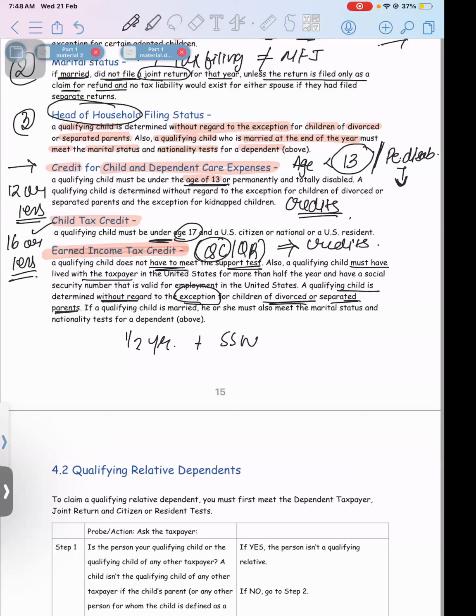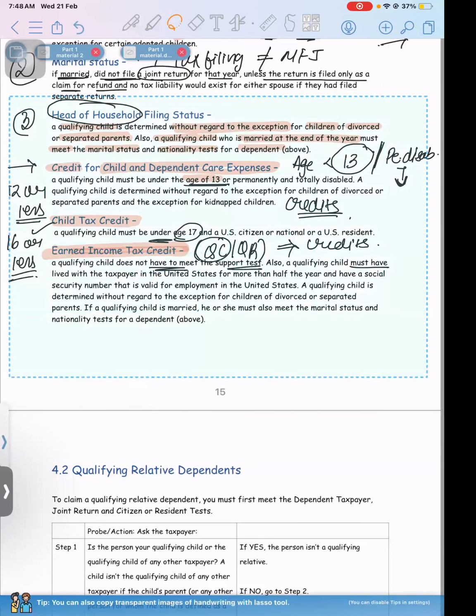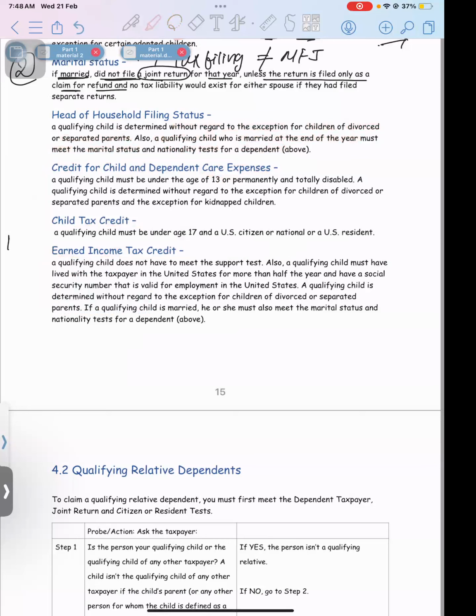What is this line actually, which keeps coming again and again? I'll just explain this to you because it's there in all the three topics which we did right now. A qualifying child is determined without regard to the exception for children of divorced or separated parents.